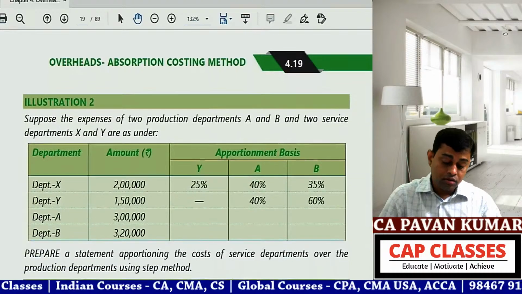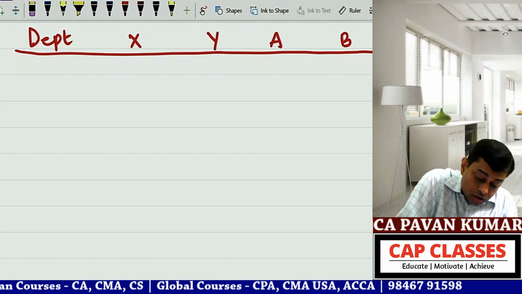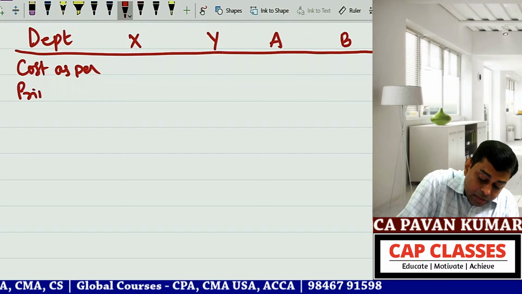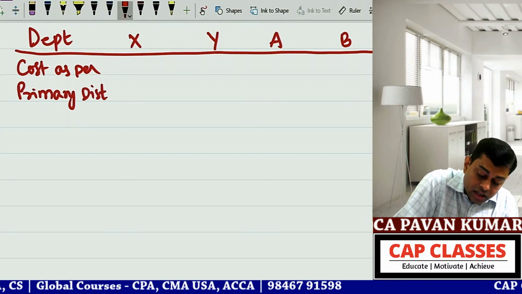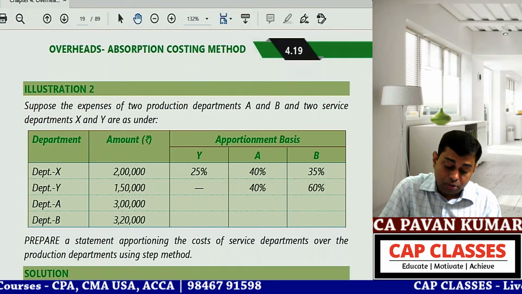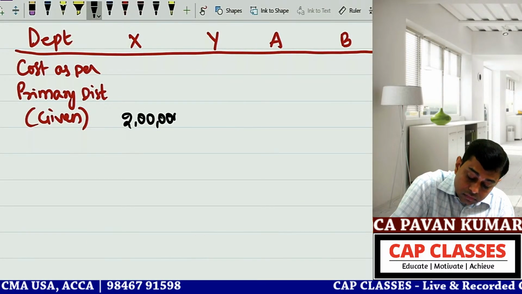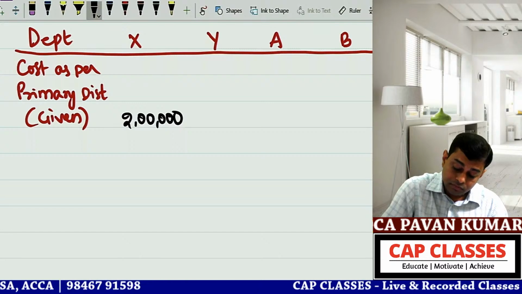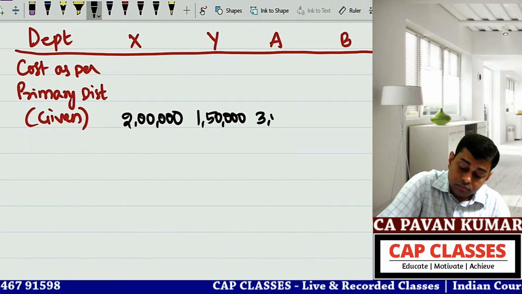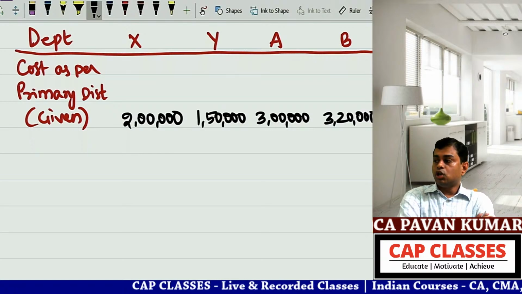First, whatever they have given after primary distribution we'll take. Cost as per primary distribution given in the question. How much have they given? 2 lakhs for department X, for department Y 1,50,000, then 3 lakhs, and 3,20,000. This is primary data.